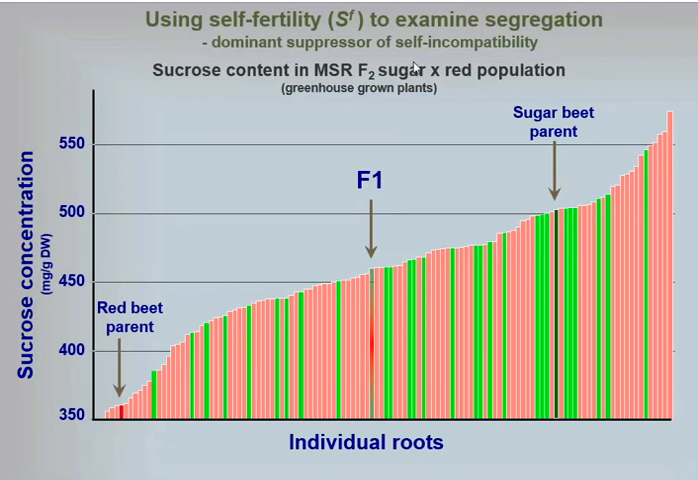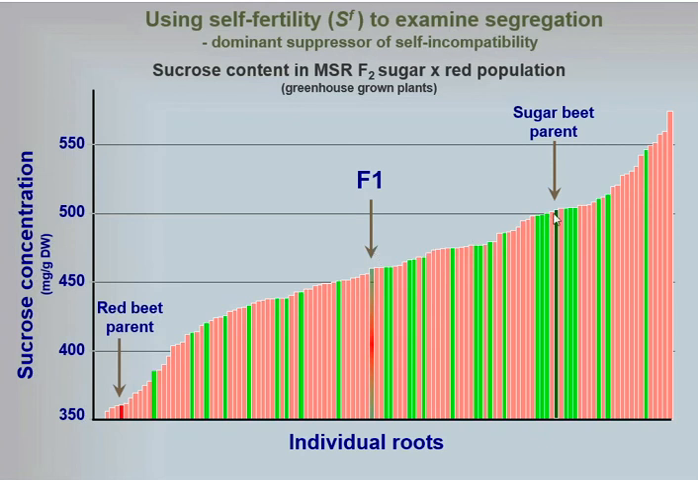So then using self-fertility as a tool, in this case to examine segregation for sucrose content, this is one of our recombinant inbred populations. Here's just measured at the F2 generation of greenhouse-grown plants. But here we have the individual F1 root. Here we have a red beet parent. Here we have a sugar beet parent. And the color indicates, of course, the color of the root. So red being dominant, follows a nice 3-to-1 segregation pattern.